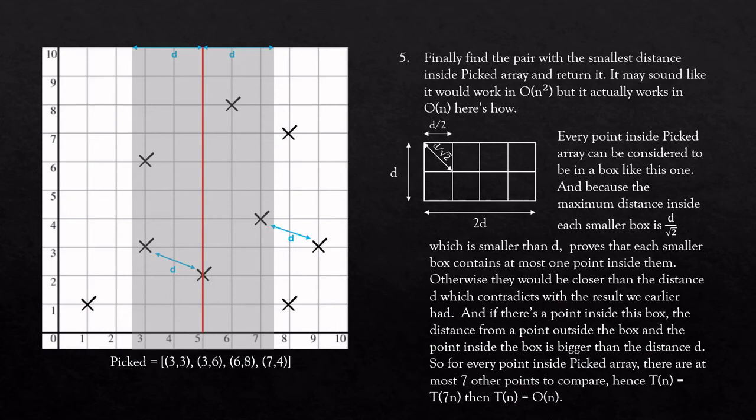And if there is a point inside the box, the distance from a point outside the box to the point inside the box would be bigger than d. So for every point inside the picked array, there are at most 7 other points to compare. Hence, T(n) equals 2T(n/2) plus 7n, so T(n) would be equal to big O of n log n.